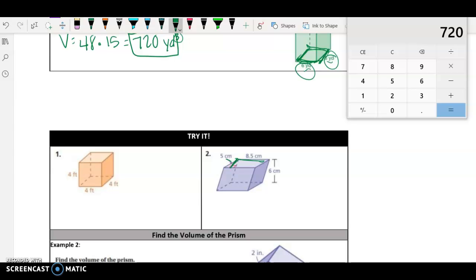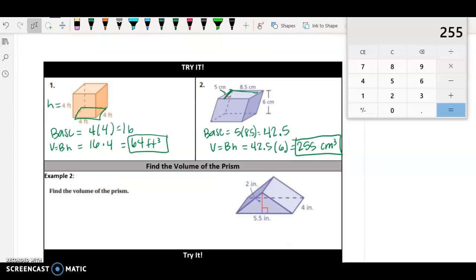So you're going to try this one on your own, and then you're going to check your answer with mine. All right, so number 1. First we're going to find the area of the base. That's this little rectangle, or in this case, it's a square at the bottom. We have a length and a width of 4. So 4 times 4 is 16.